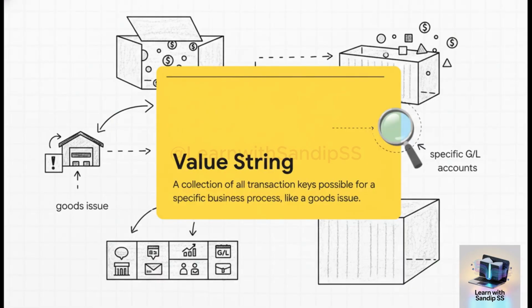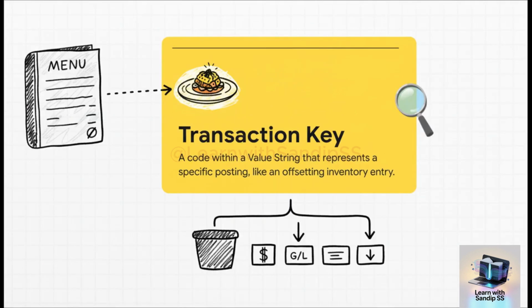The easiest way to think about a value string is just as a container, or maybe a toolkit. So when you do something in the system, like a goods issue, SAP grabs the right container, and inside that container are all the possible financial transactions that could happen because of what you just did. And the transaction key? Well, that's the specific instruction inside the container. It tells the system exactly what kind of financial entry to make. So if the value string is kind of like a menu of options, the transaction key is the specific item you're ordering off that menu.